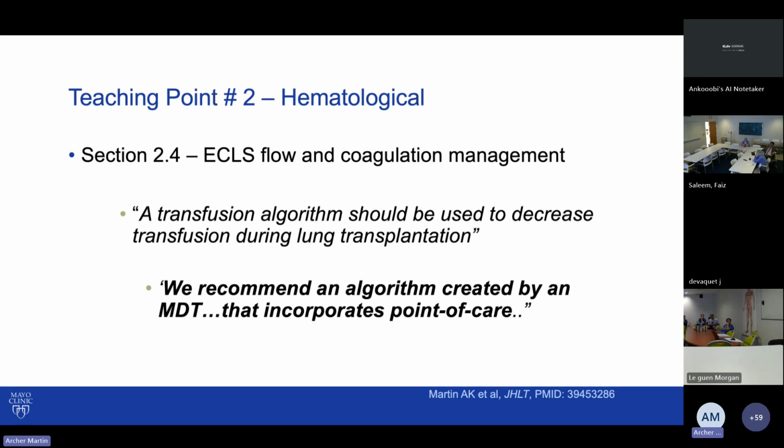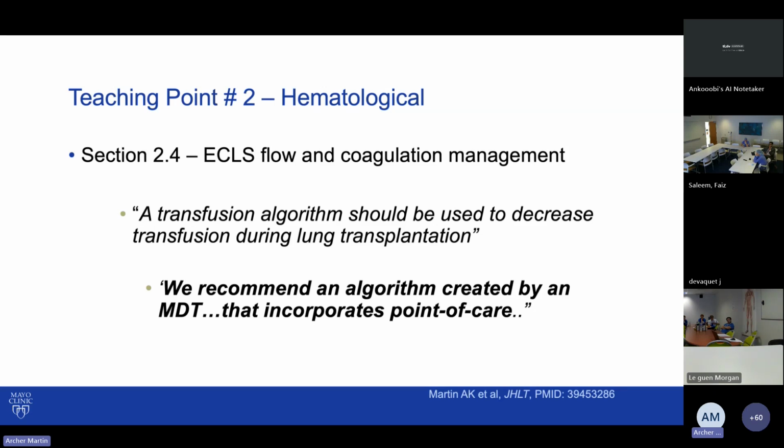What about hematological? Section 2.4 actually had the highest level of evidence. This level of evidence stems from the excellent work done from our colleagues at the Prague Lung Transplant Program, who we've heard earlier in this year talking about some of their coagulation strategies. A transfusion algorithm should be used to decrease transfusion during lung transplantation.